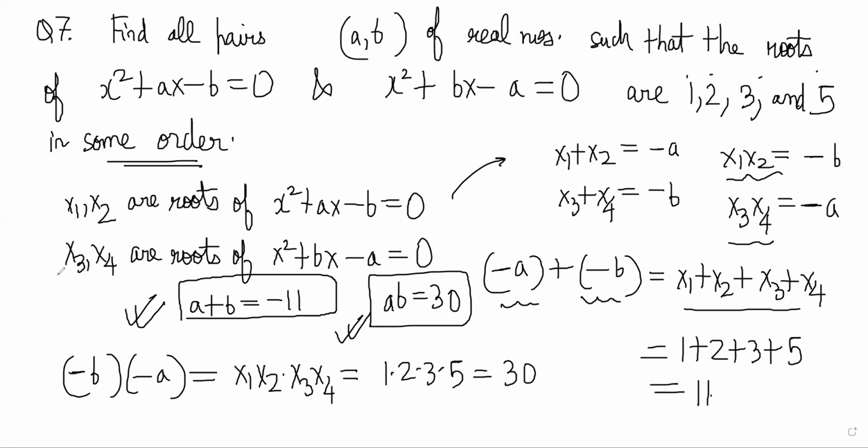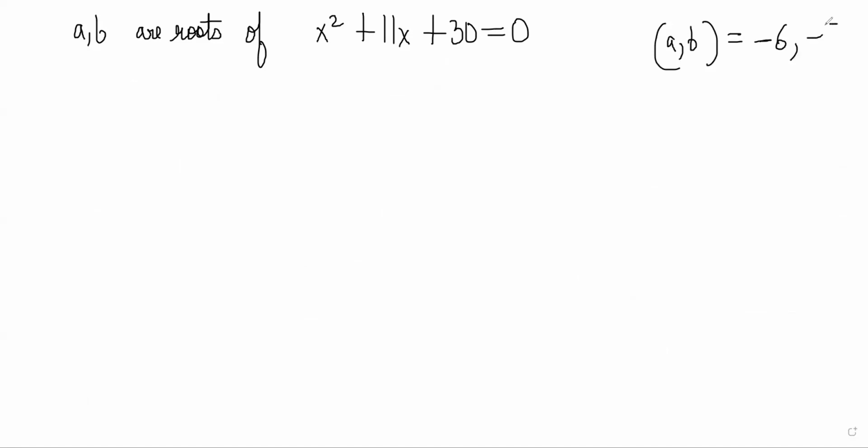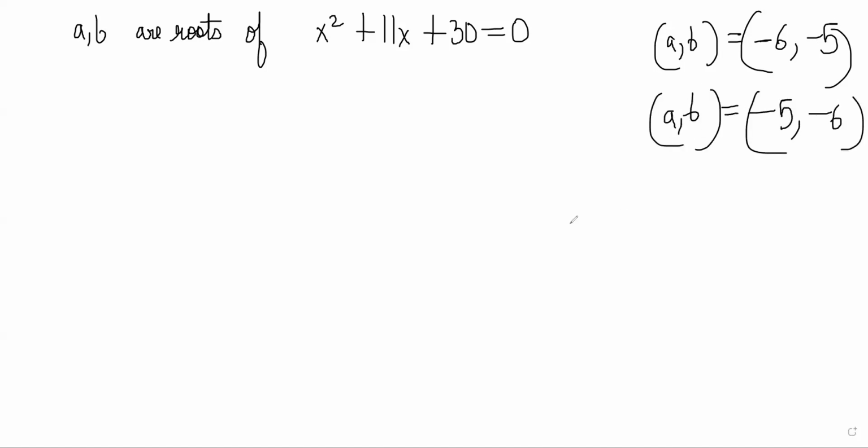So basically A and B are roots of x squared plus 11x plus 30 is 0. So basically A and B can be minus 6, minus 5, and they could also be minus 5, minus 6. This is the second order, right? Since it's an ordered pair, the order matters. So these are the two ordered pairs which satisfy the conditions of the problem, that 1, 2, 3 and 5 are the roots of these two quadratic equations.